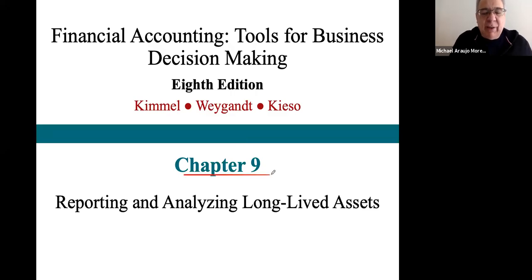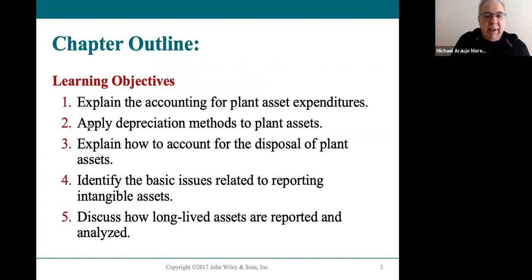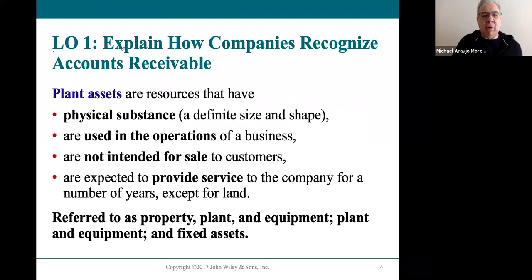Welcome to Chapter 9, which focuses on property, plant, and equipment. Today, we're going to be looking at Learning Objective 1 regarding plant assets, how we actually do the accounting for them. And then Learning Objective 2 is about depreciation on those plant assets. So we're going to be focusing on that today. It's actually the bulk of what we need to do is in the beginning part of this chapter, which is great.